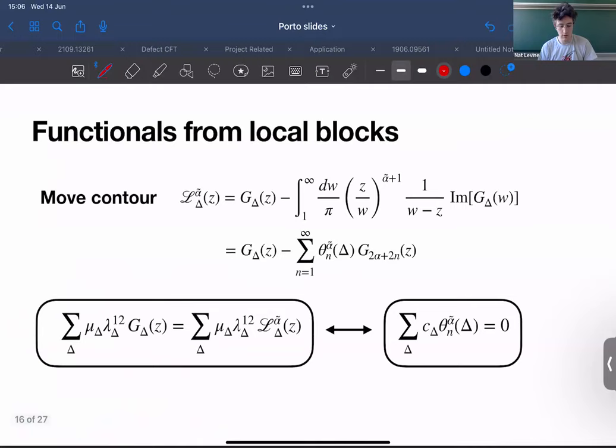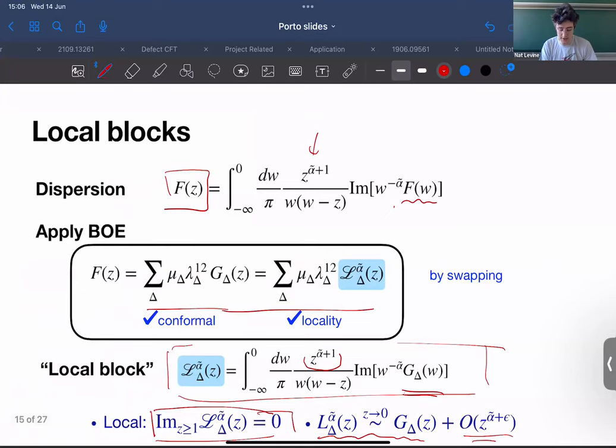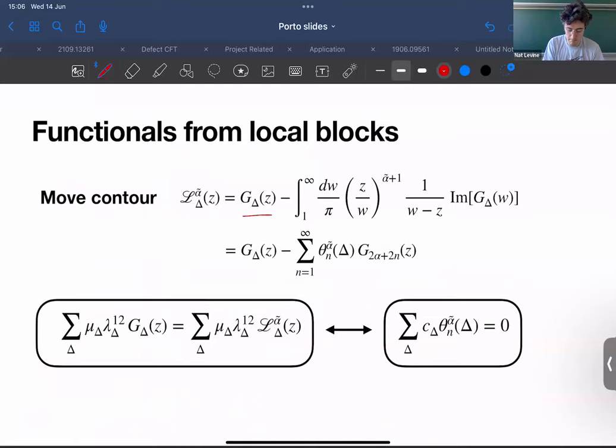And now we can move the contour back. If you just stare at the form of this kernel, you'll see that it picks up a pole at W equals Z, which gives this G delta. And then we also pick up a discontinuity now on the positive axis, because each of the blocks does have a discontinuity there, right? So we get two terms. This is another way to see that these L's are local. The second term here is sort of subtracting off the upper discontinuity of the first term.